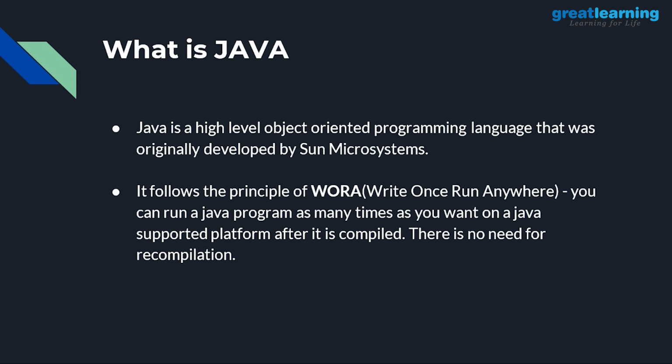What do you mean by object-oriented? Basically, there are 4 pillars of object-oriented programming: abstraction, polymorphism, inheritance, and so on. We will cover all those things later in this course, but right now we just need to know that it is an object-oriented programming language. It follows the principle of WORA. What do you mean by WORA? Write once, run anywhere. You can run a Java program as many times as you want on a Java supported platform after it is compiled. There is no need for recompilation. That is what WORA means.